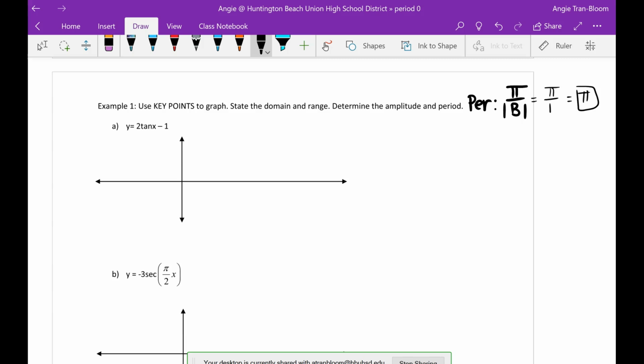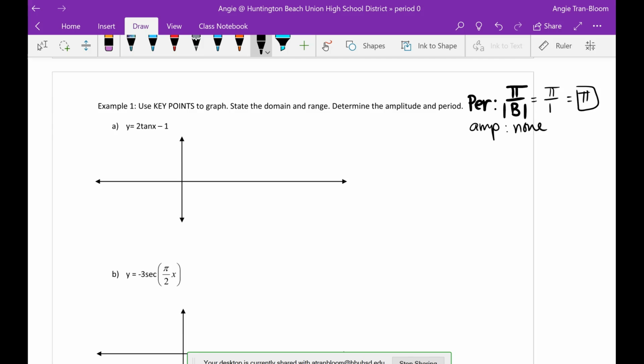Now, let's talk about the amplitude. For tangent, can we see how high tangent goes? No, right? Because doesn't it go up forever? So there's no what? Amplitude. So if I put that on a test, that would totally be a trick question. You just write none. Okay.